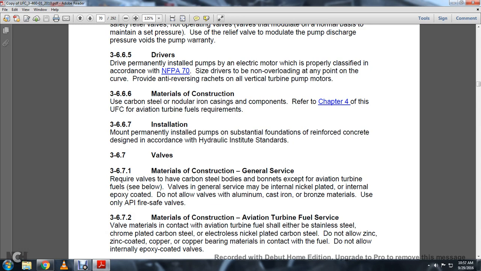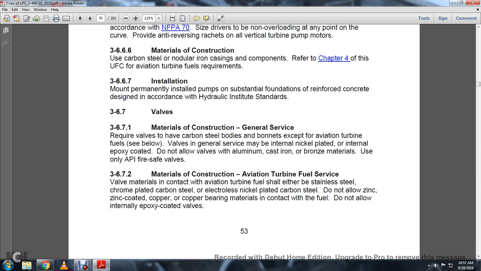3671 Material of construction, general service. The material required for the valves is carbon steel bodies and bonnets, accepted for use with aviation turbine fuels. Valves are generally served as the most, maybe internal nickel plated or internal epoxy coated. Do not allow the valves to be aluminum, cast iron, or bronze material.